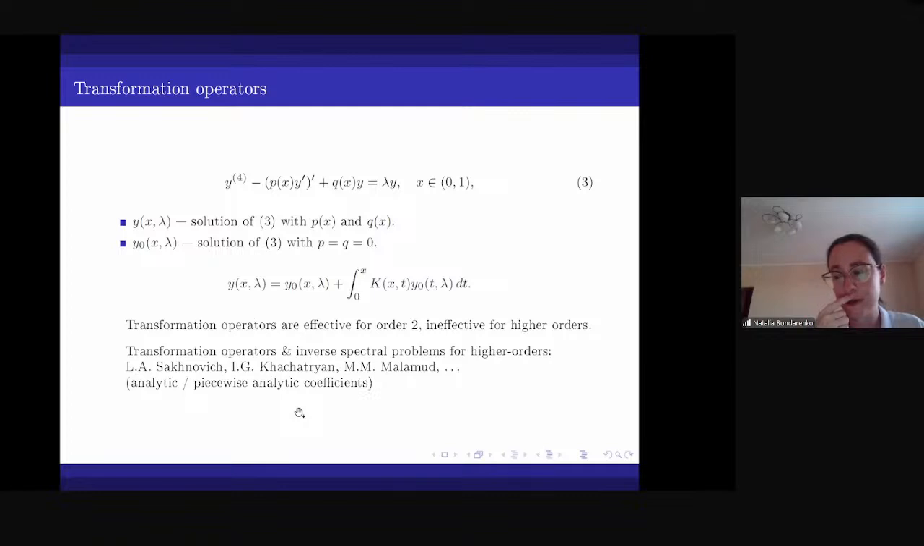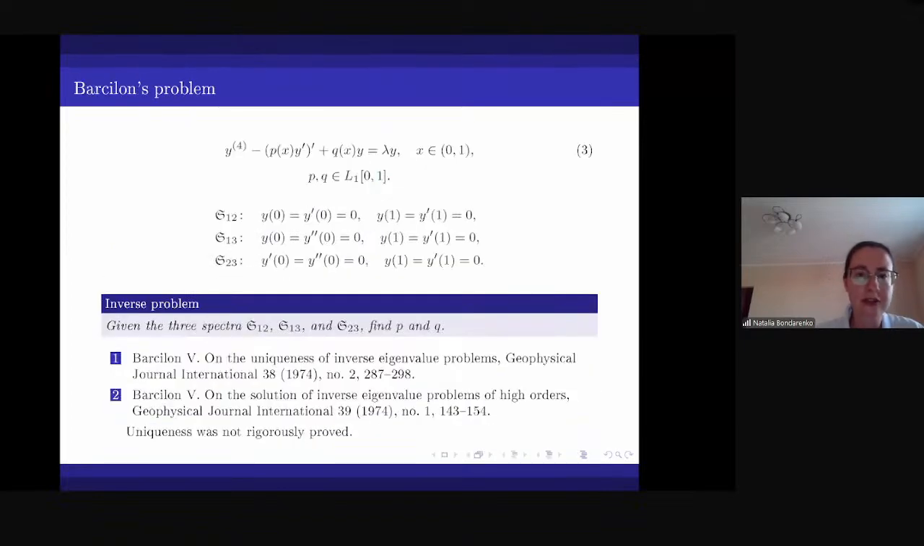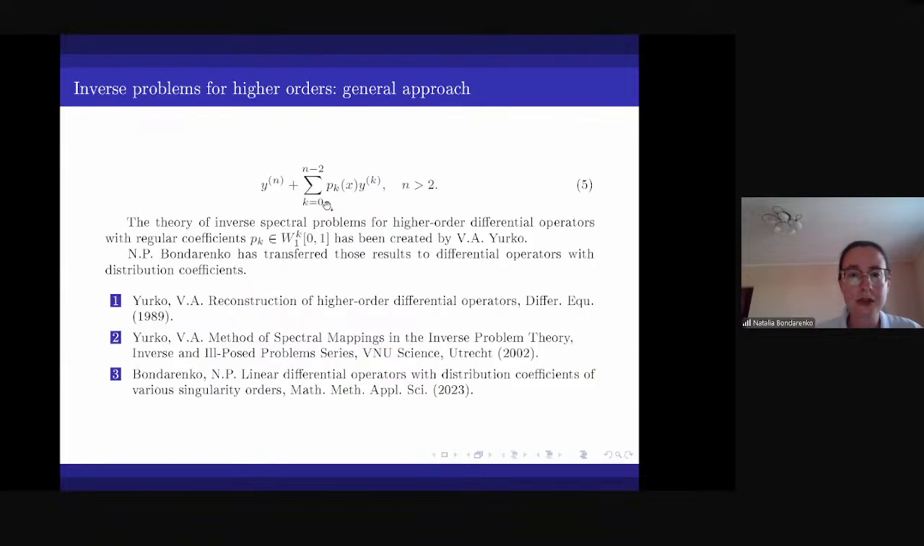For example, the following result by Sakhnovich is known. If the function P is analytic and the transformation operator exists, then the function Q is also analytic. Of course, it's a very restrictive condition, and so we cannot apply the transformation operator method, for example, when these functions are of class L1 in the general case. That's why we will apply another method.